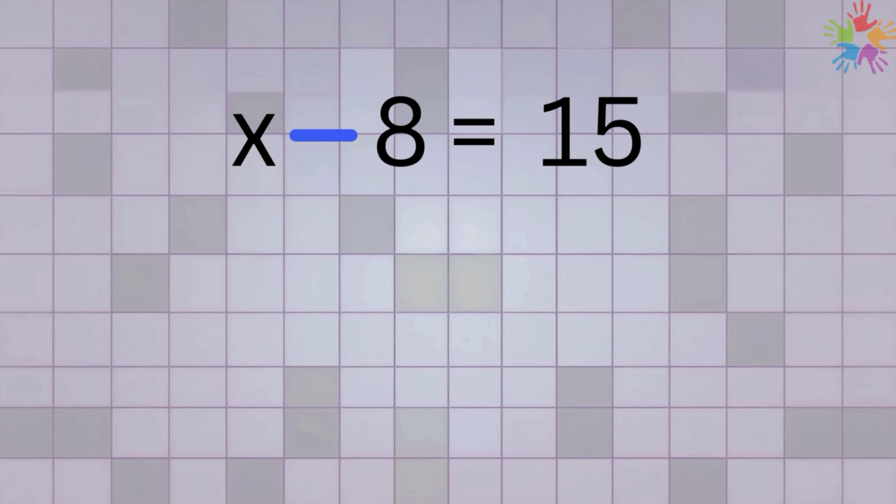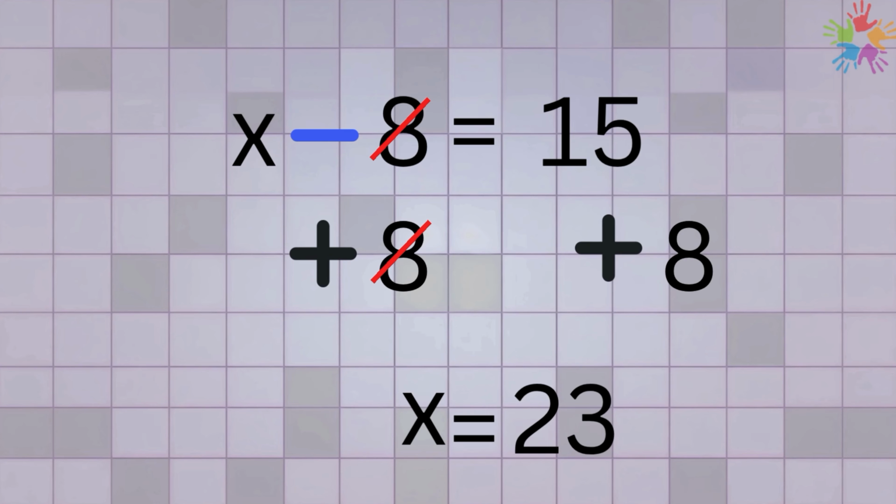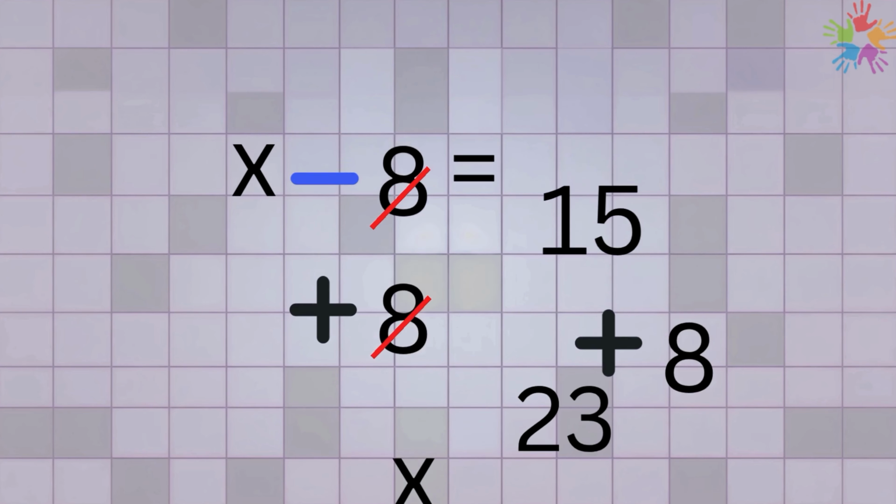A variable - 8 equals 15. What is the opposite of subtracting 8? We add 8 to both sides. On the left, -8 and +8 cancel. The variable is now isolated. 15 plus 8 equals 23. Therefore, the variable equals 23.